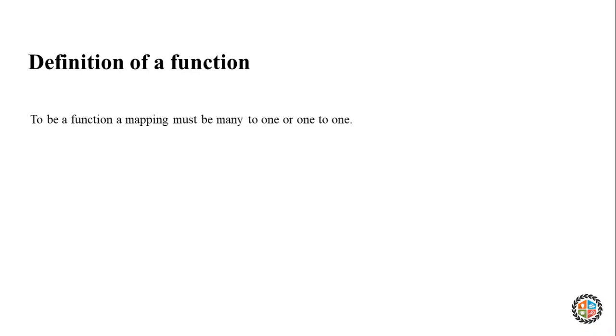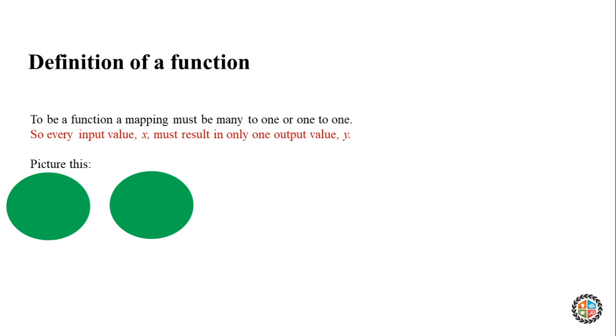The definition of a function: to be a function, a mapping must be many to one or one to one. So every input value, x, must result in only one output value of y. Picture this out. I will just recall the pictures of the diagrams. The left side is your domain and the right side is your range. The input values are what you call the domain, and the output values are what you call range.